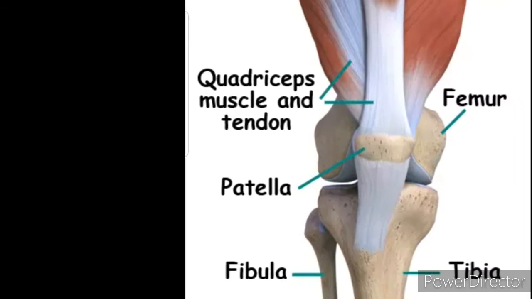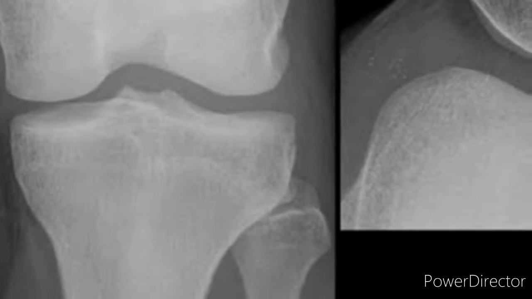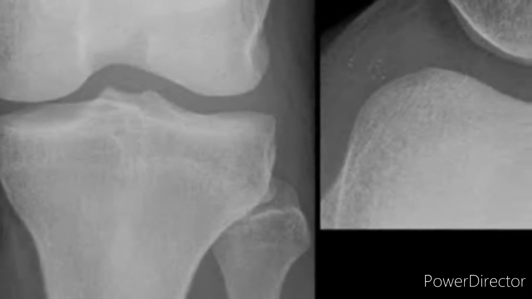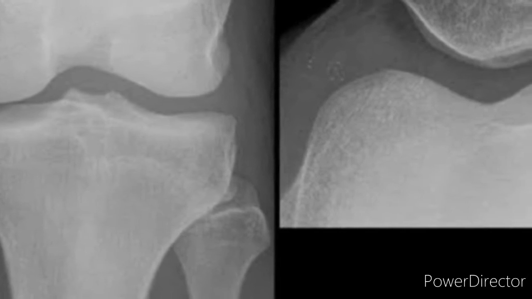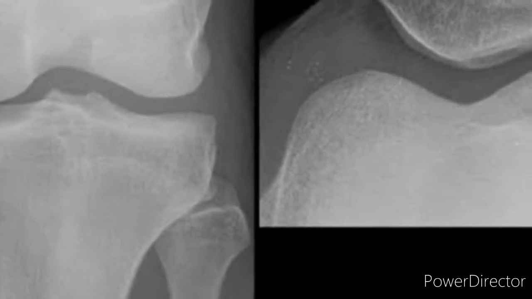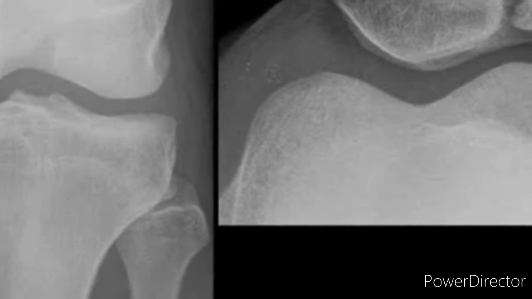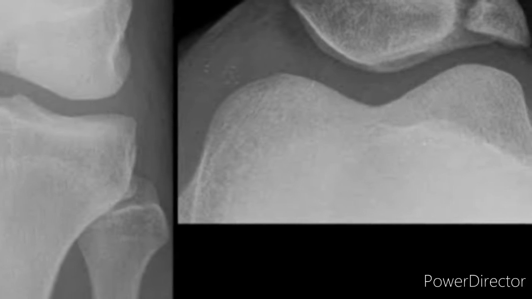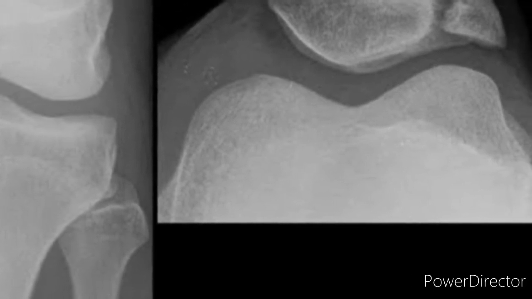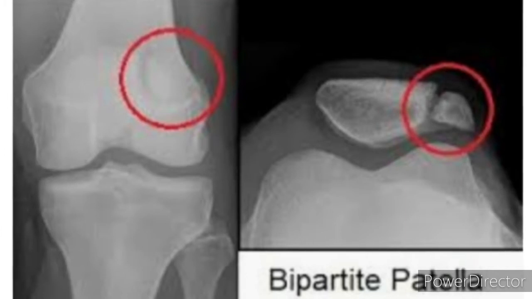So, what is bipartite patella? Bipartite patella is a congenital condition, which means it is present at birth, which occurs when the patella, the kneecap, is made up of two bones instead of a single bone. Normally, the two bones would fuse together as the child grows, but in bipartite patella, they remain as two separate bones.